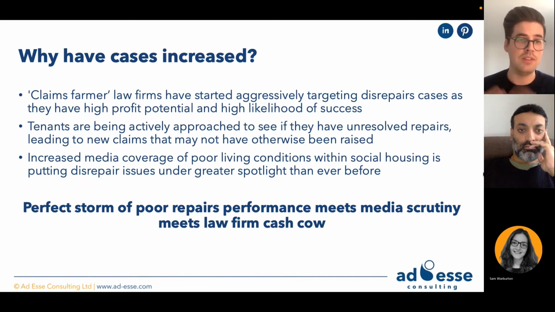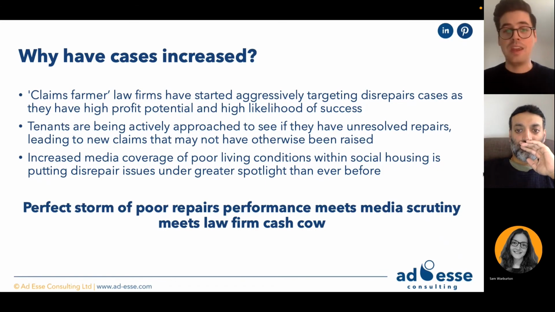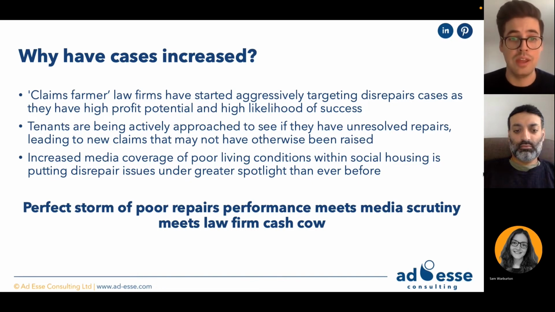that I've been suffering from for potentially a long time. So you've essentially got this perfect storm of where you have poor repairs performance within a social landlord, with the increased media scrutiny meeting this cash cow for law firms who are jumping on this problem that the sector is experiencing. And that is what is driving that perfect recipe for a high volume of new disrepairs cases coming through. And it doesn't seem like that is going to be changing anytime soon, until social landlords can get on top of their repairs issues ultimately.